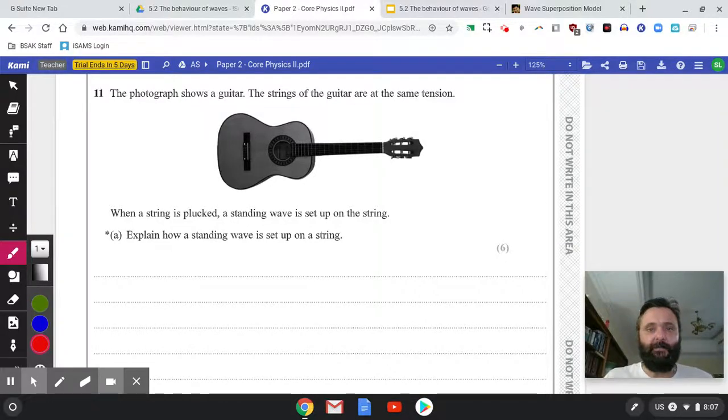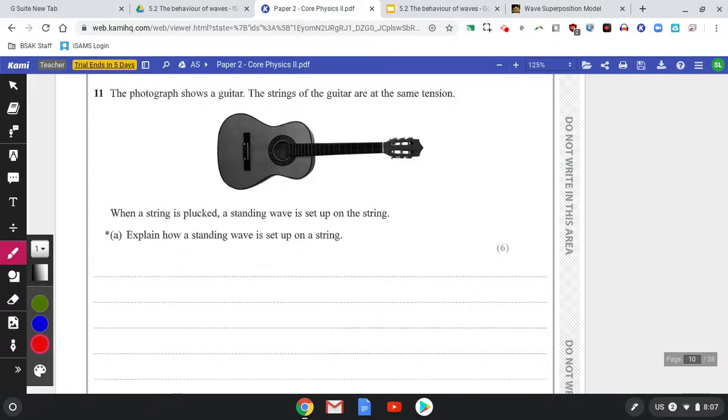Right, question 11, the guitar question. It's standing waves, but again, you're not going to see easier than this, to be honest, in an A level or AS paper. Yeah, standing waves, right, we've got a guitar. When it's plucked, the standing waves set up. When you pluck a guitar, the note you hear is of the fundamental.